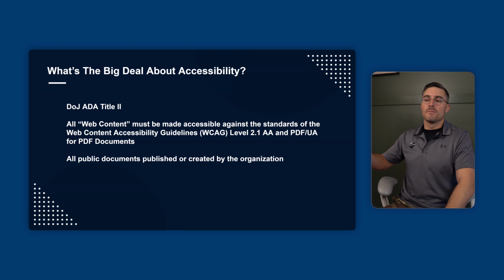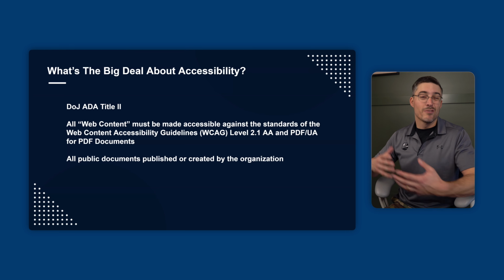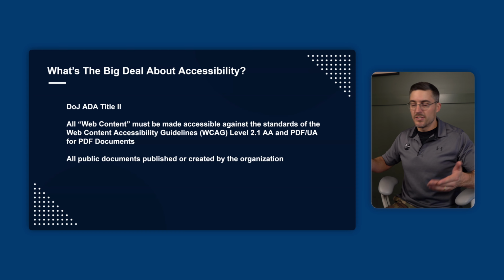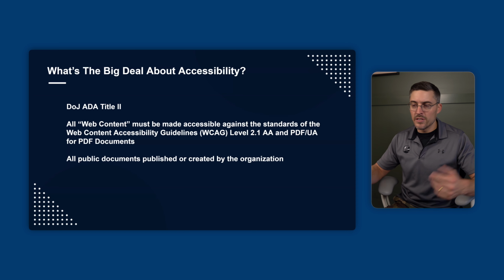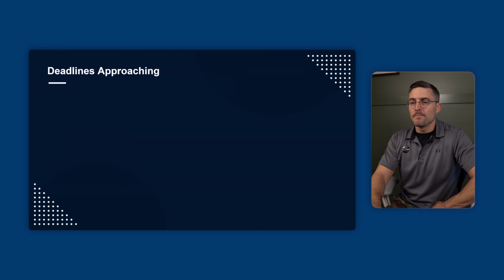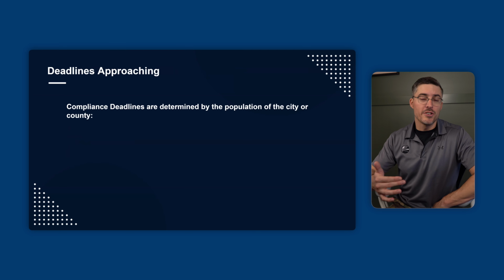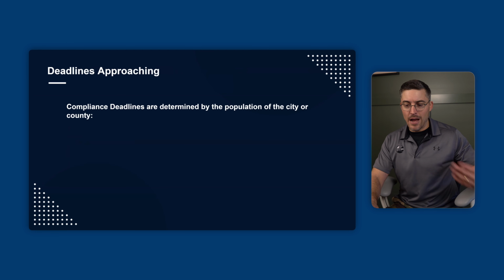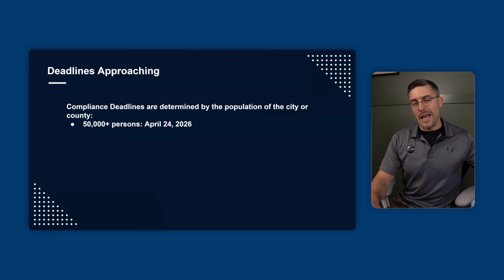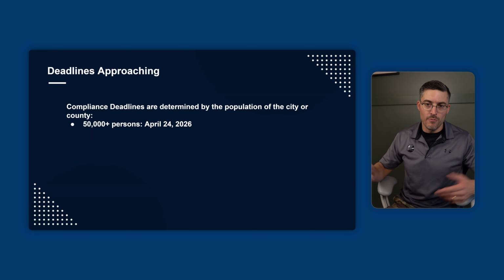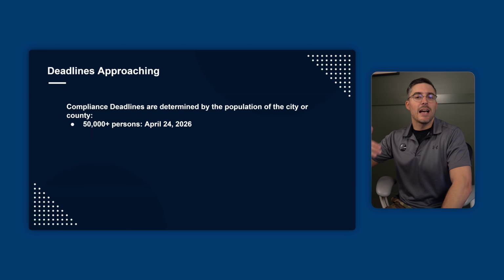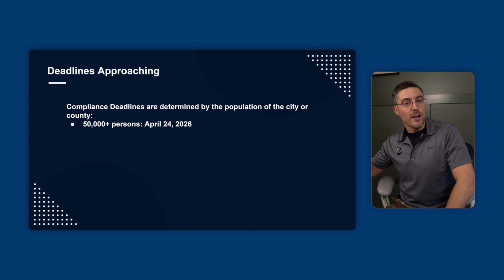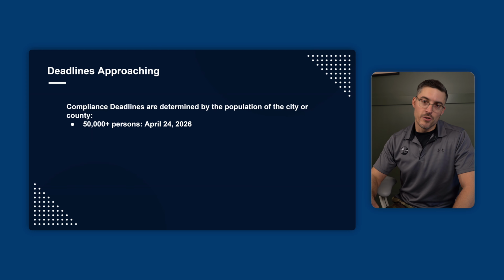So all public documents published or created by the organization. This mostly applies to public organizations that serve citizens, like county, state, and city governments. So the deadlines approaching are determined by the population size, basically the number of folks that an organization serves. So if you're a county or a city or a state, of course all states have more than 50,000 people. Let's say you're a county that has 50,000 or more people and you work in the recorder's office, something like that. Your deadline to have your documents accessible is April of this year, 2026.